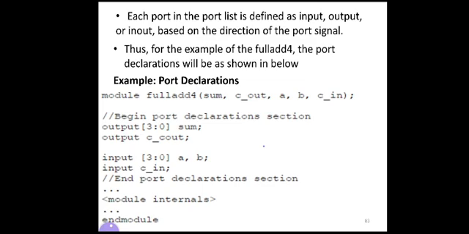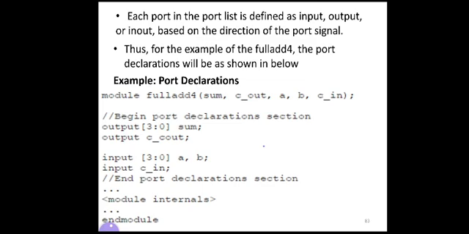So module full add 4, the list sum, cout, a comma b comma c in, semicolon. Now see the beginning of the port declaration section. Here you can declare the ports. Now observe here, output is an output port, that's why output.